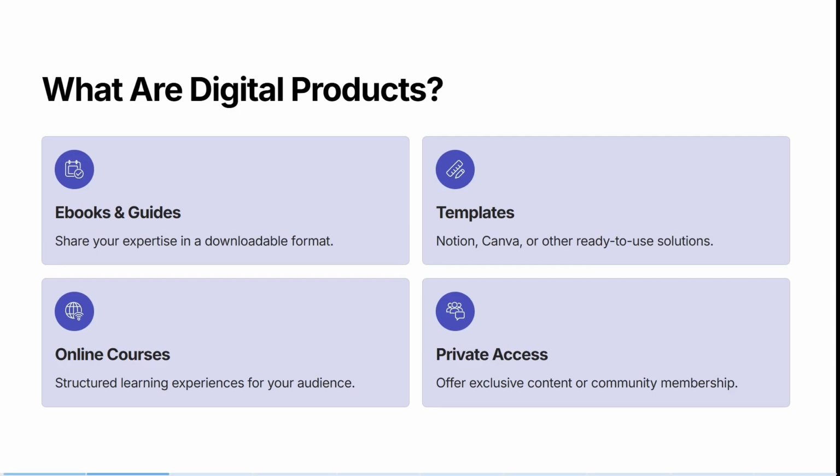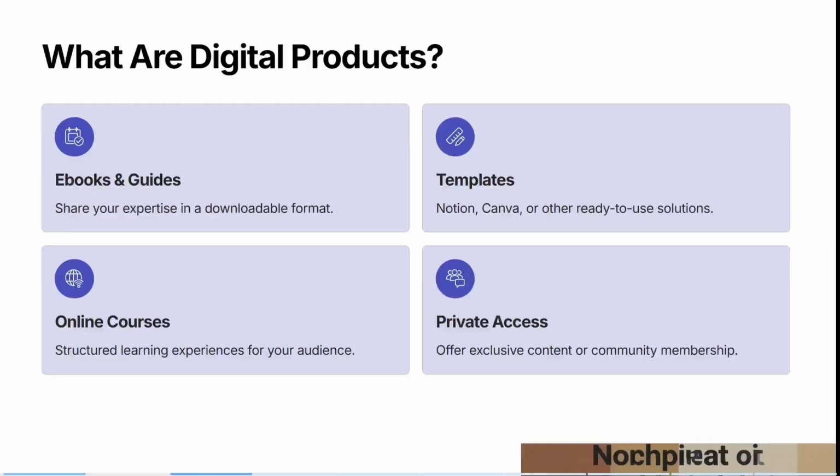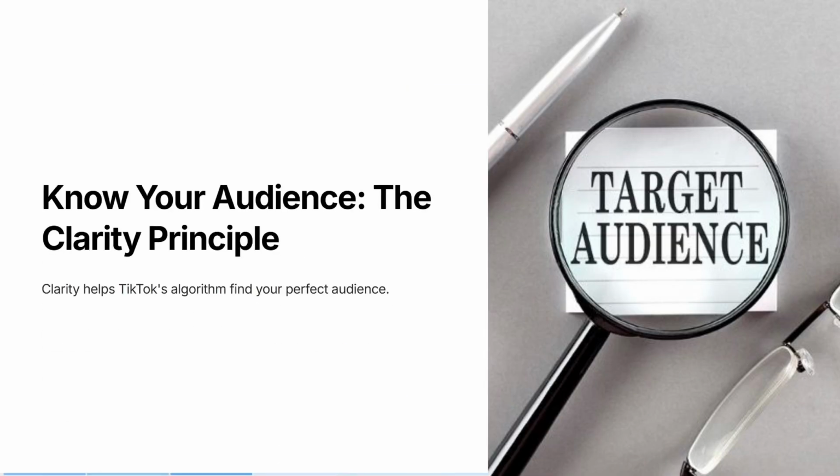Before you sell anything on TikTok, you must be clear about who your product is for. TikTok rewards clarity. If your content speaks to everyone, it connects with no one. Choose one problem and one type of person. For example, beginners who want to grow on social media, small business owners, students, freelancers, or content creators. When your message is clear, TikTok's algorithm understands who to show your videos to.